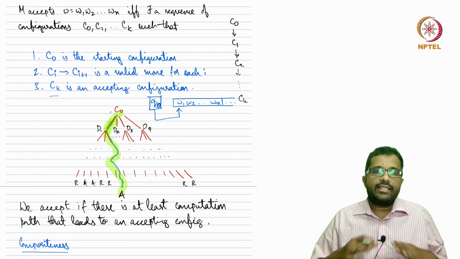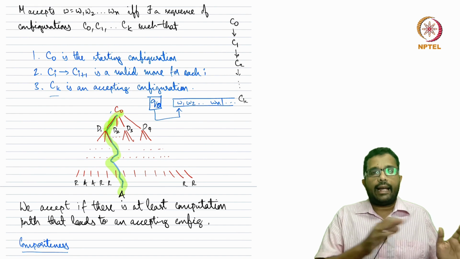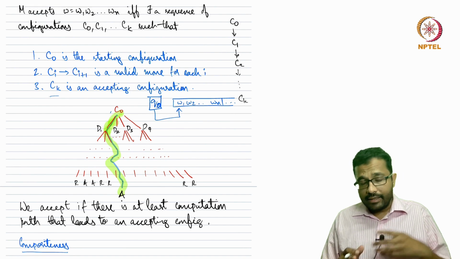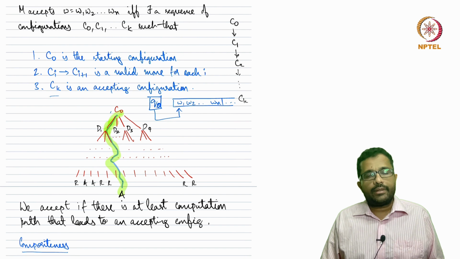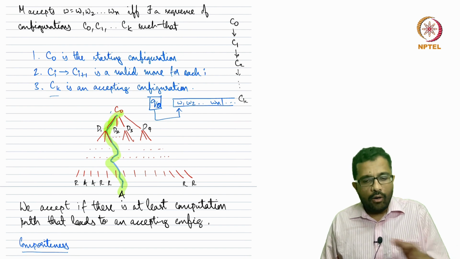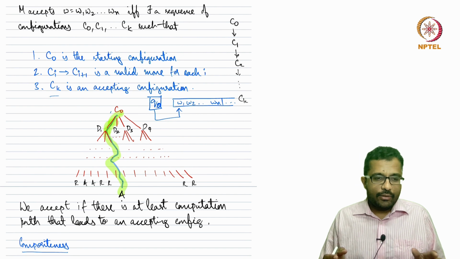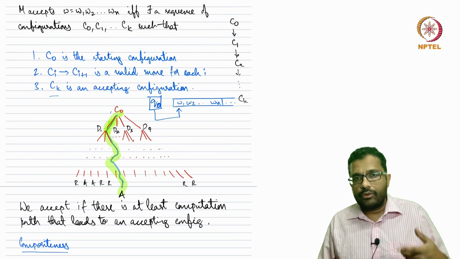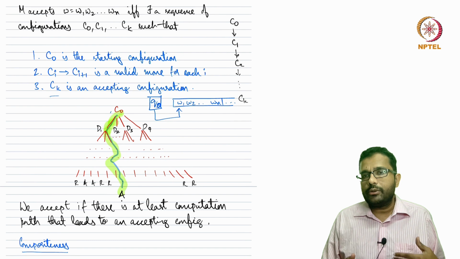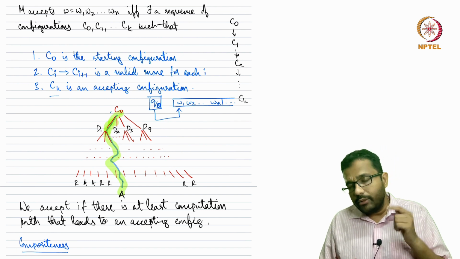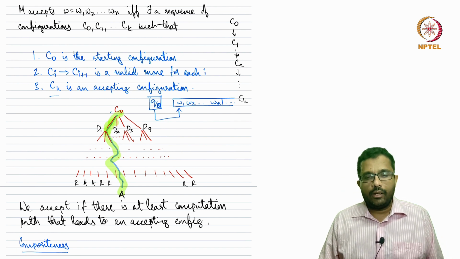So there is a certain asymmetry happening here between the accept and the reject. We accept if at least one path accepts, and we reject if none of the paths are accepting, right? It is not like one path rejects, so you reject. For rejecting, you want everything to reject. For accepting, you just need one accepting computation path.